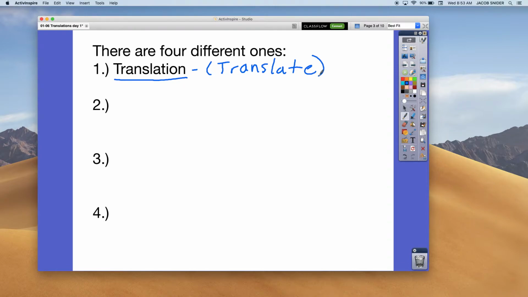So what does that mean? When you hear the word translate, I want you to think about a slide. Copy this with me too. We're going to take our shape and slide it on the graph to a different location. We don't change the size and we don't do anything weird with it. We just take that image and slide it to the next part.